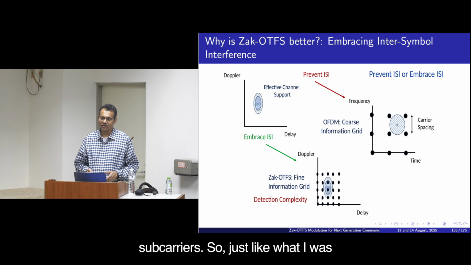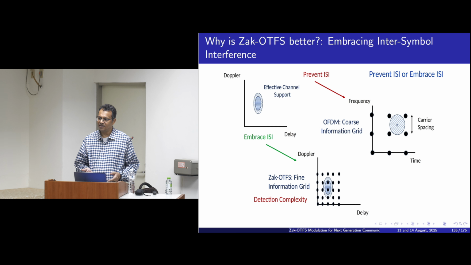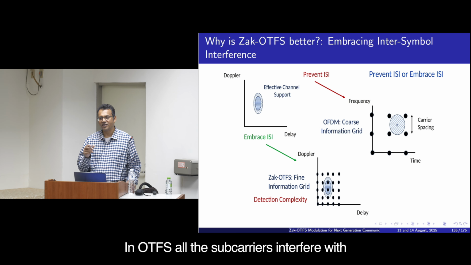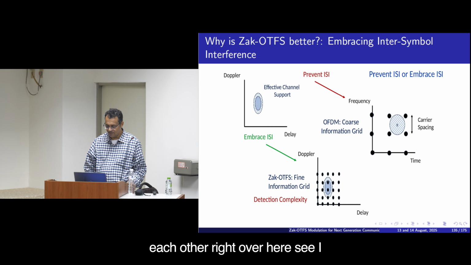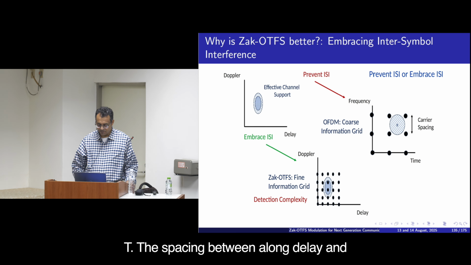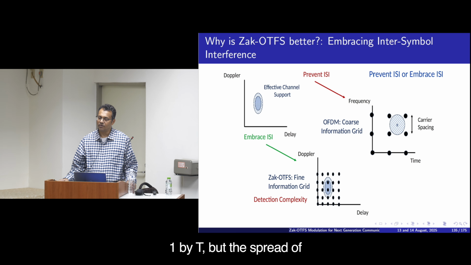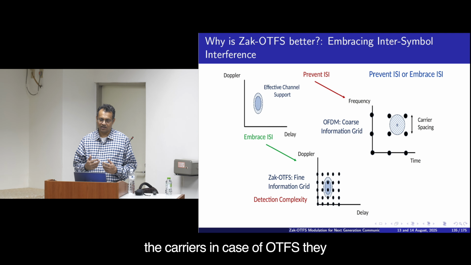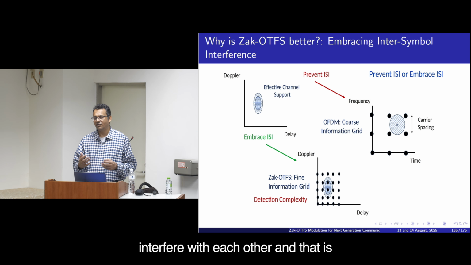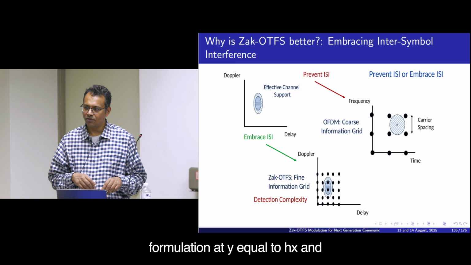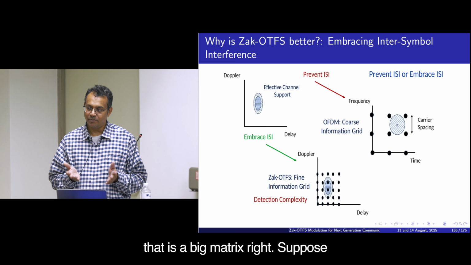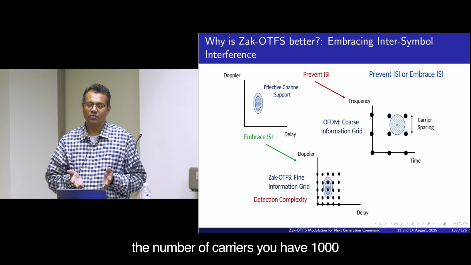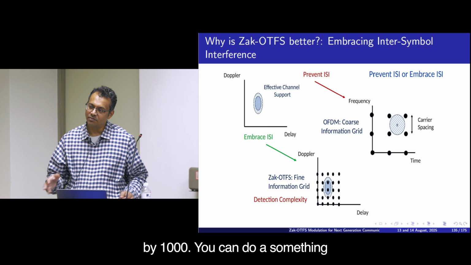So, just like what I am doing here in OTFS, right? In OTFS, all the subcarriers interfere with each other. Over here, this is the channel delay Doppler spread, and it's more than the spacing 1 by B and 1 by T. The spacing along delay is 1 by B, along Doppler it's 1 by T. But the spread of the channel is more than that. So the carriers, in case of OTFS, interfere with each other. And that is why I have to do this matrix formulation, y equal to Hx. And that's a big matrix, right? Suppose the number of carriers you have is 1000, then this matrix will be 1000 by 1000.